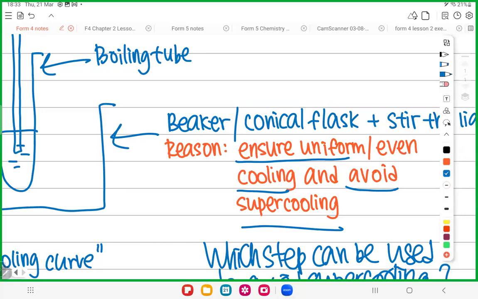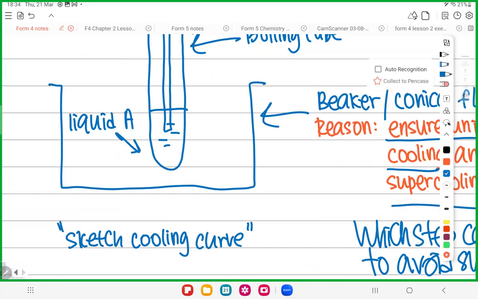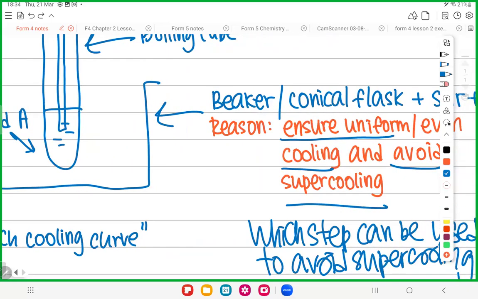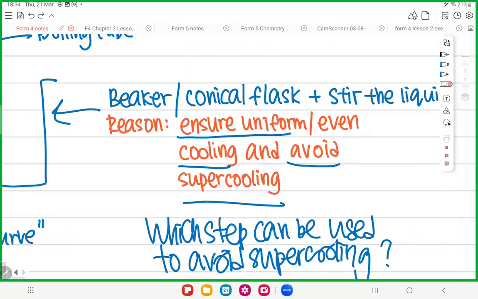So guys, can you see, common sense, right? When you do heating, you want a uniform heating. How to do uniform heating? Water bath. When you want to do cooling, you want a uniform cooling. How to do uniform cooling? Empty beaker or empty conical flask. Hey guys, don't put anything. Don't put liquid inside the beaker. We are not doing a heating curve now. This is not a water bath. The beaker and the conical flask are empty. There's nothing inside there. Yeah? All right.